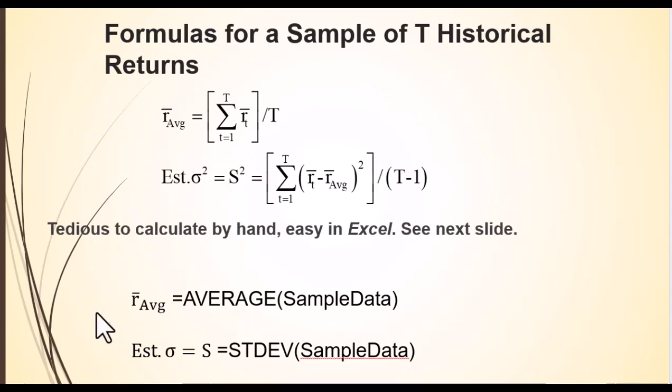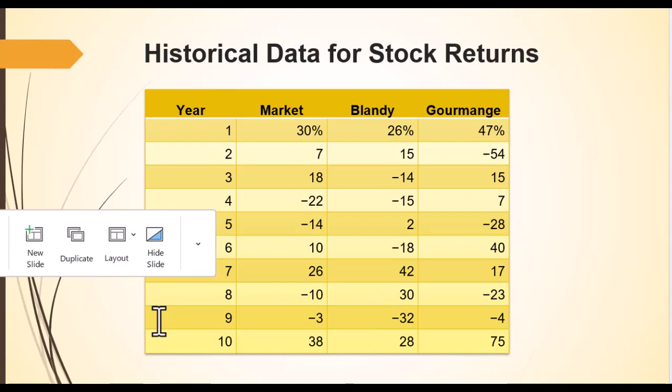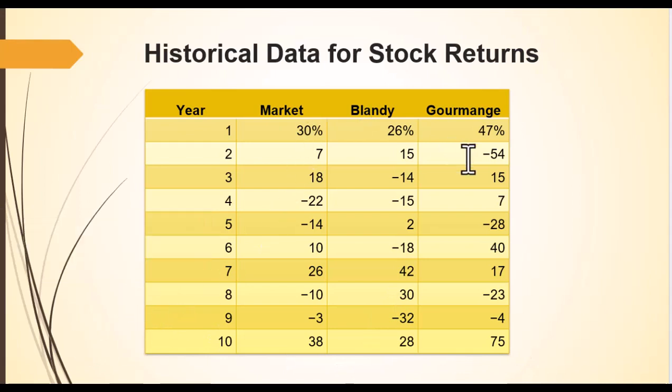We obviously need to calculate some statistics. So the formulas for average return and the standard deviation are a little bit different from the prior ones, but it's actually a little bit easier to do in Excel, right? It's just equals AVERAGE, and then you have the sample data. You highlight that, it will calculate the average, and then you want STDEV, and the sample data gives you the standard deviation.